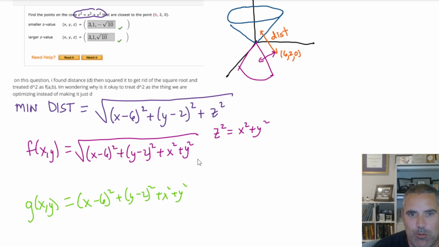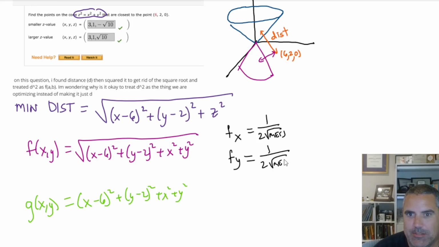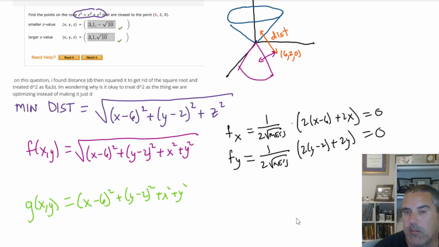Okay, so we want to minimize this. So what I would do if I didn't want to use the trick is I would say, okay, I need the derivative with respect to x and the derivative with respect to y. It's going to be 1 over 2 times the square root of the mess, which I don't care about, times the derivative of the inside, which is 2x minus 6 plus 2x, and I'm going to find when that's 0, and 2y minus 2 plus 2y, and I'm going to find out when that's 0. And if you do the partials of g, you're going to get the same thing.